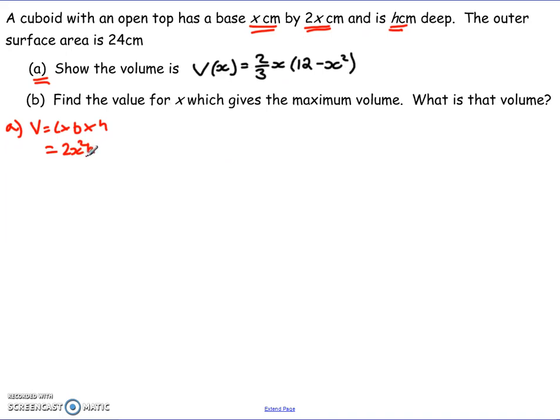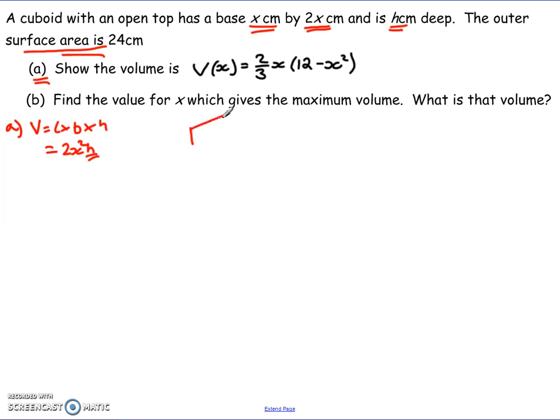Now, the way we do that is we have to find some way of getting rid of the h. It doesn't exist in our final equation, so we want rid of it. But what can I use to get rid of it? Well, that's where the second bit of information comes into play. The outer surface area is 24 centimeters.